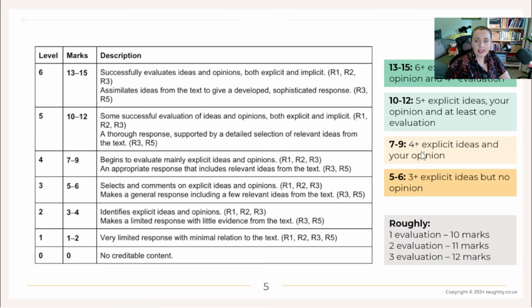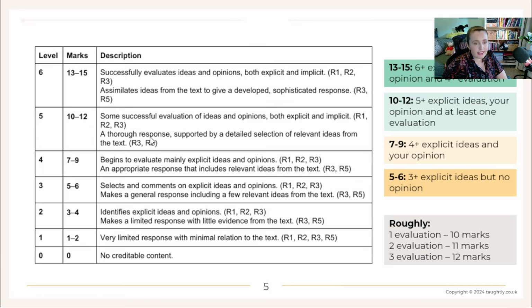So in 7 to 9, that means that you have got some explicit ideas, maybe not loads, but you do give your opinion. So you are beginning to evaluate by giving your opinion, but you're not fully evaluating. And it is including relevant ideas from the text. Not loads, it's not detailed, but you have got relevant ideas from the text. You are focused on those texts. Now, most students will kind of be on the borderline between 9 and 10, right? The difference between a 9 and a 10 is 9 doesn't have evaluation, 10 does.